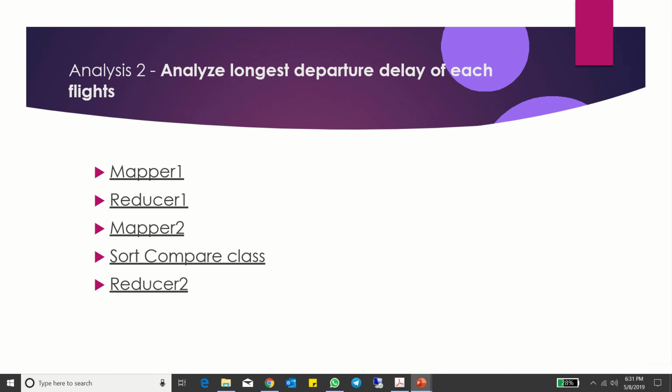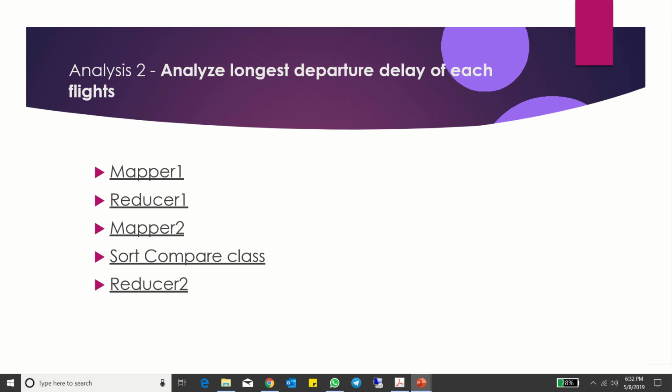Then we did analysis 2, which is to analyze the longest departure delay of each flight in a year and find out the top 10 most delayed flights on departure. So there are mapper 1, reducer 1, mapper 2, sort compare class, and reducer 2. Mapper 1 performs the reading of the dataset, splitting to data nodes after generating a key value pair of flight number and departure delay from the dataset.